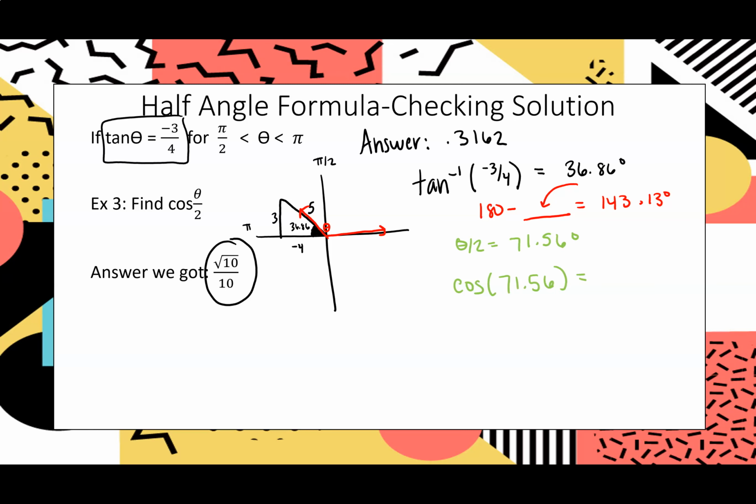So if I want to find cosine of theta over 2, I'm just doing cosine of 71.56 degrees, and you should get 0.3162. That's a funky 3. And we should check, does that match our answer before? It sure does, and so we know we got the right solution.